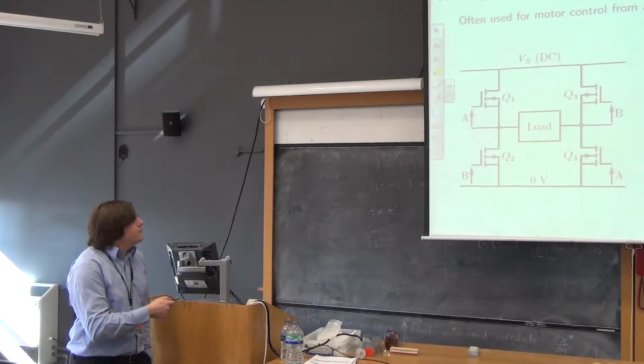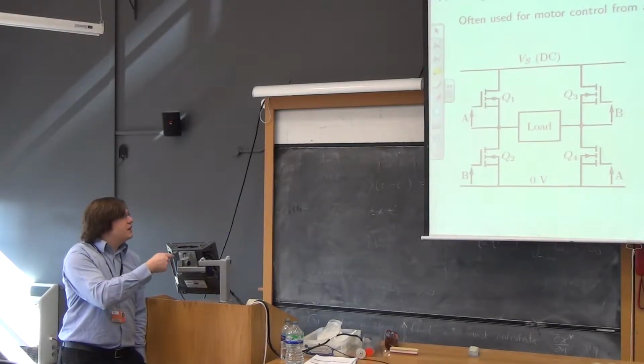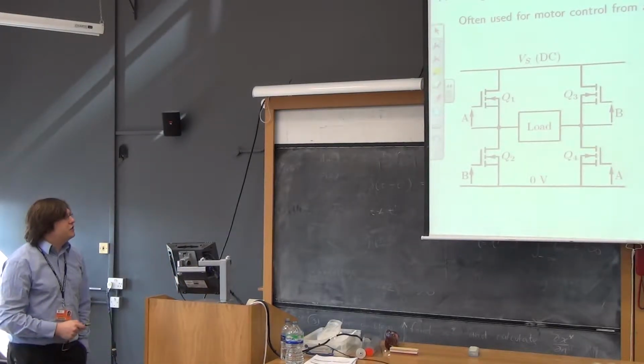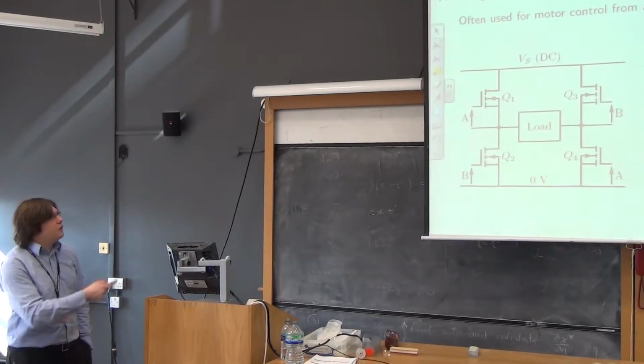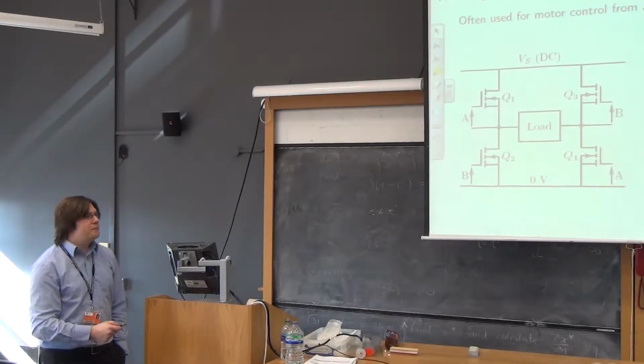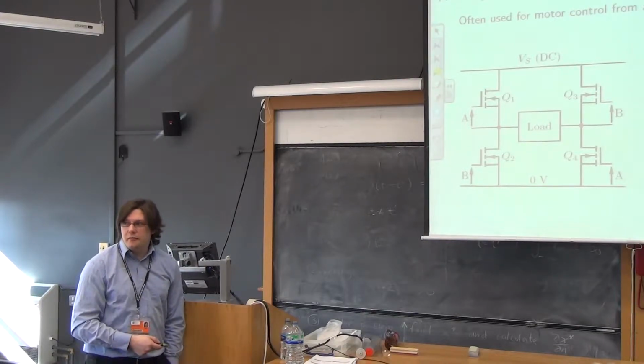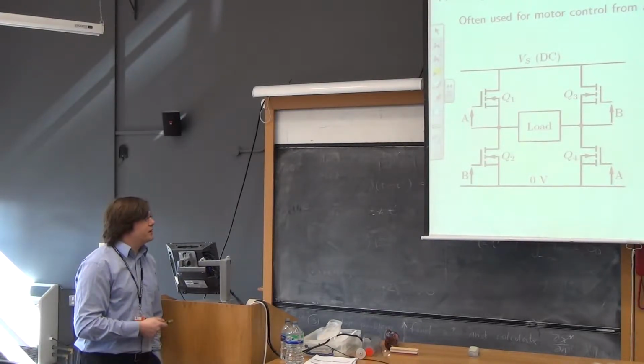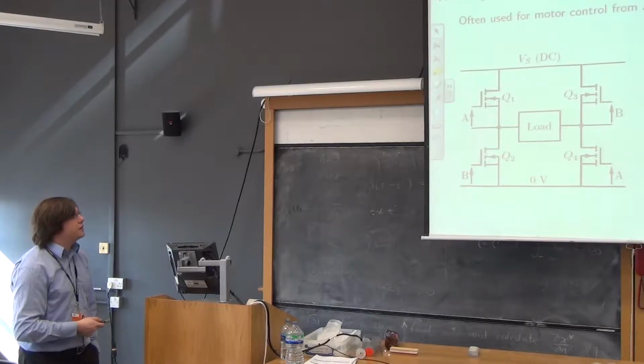So we have 4 switches arranged in an H, and the middle of the H is the load. And just by way of example, you will not find this in a Toyota Prius. You'll find something like it, but quite a bit more involved. But it really all boils down to this sort of thing.